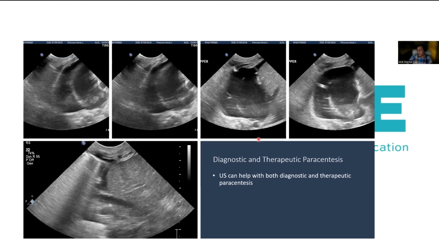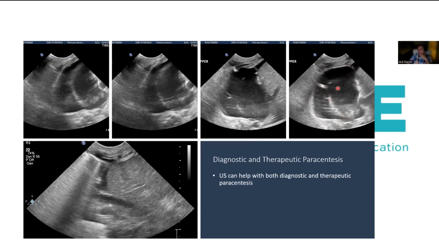And really what we had in a baby who was gradually going into higher oxygen requirements was an extremely large collection. And this is not a longitudinal, this is a transverse scan, but this is a transverse scan in the area of the largest pocket of pleural effusion. And really what I'm showing you at this particular point is a diagnostic and therapeutic paracentesis that we did.